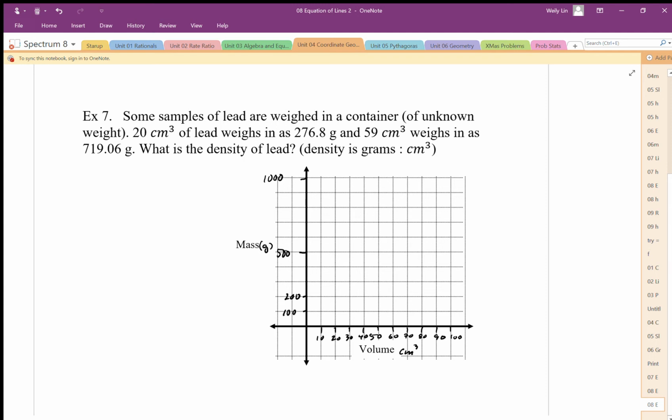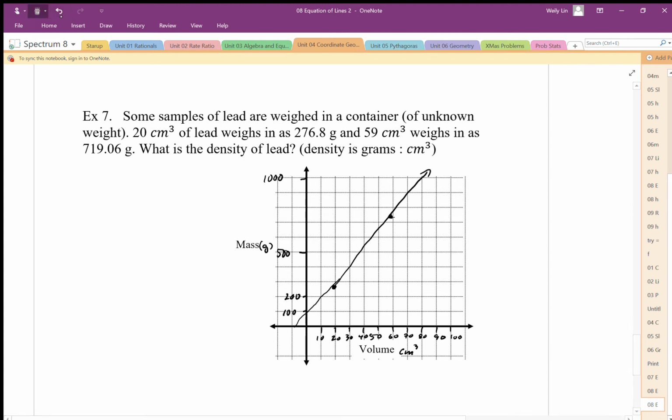Well, that's going to be our slope. So let's first of all graph this. We're going to have 20 grams, and that's going to be 276, somewhere around there. 59 grams, close to 60, is going to be 719, so maybe somewhere around there. Those are 2 points, and we have some kind of graph that's looking something like that.